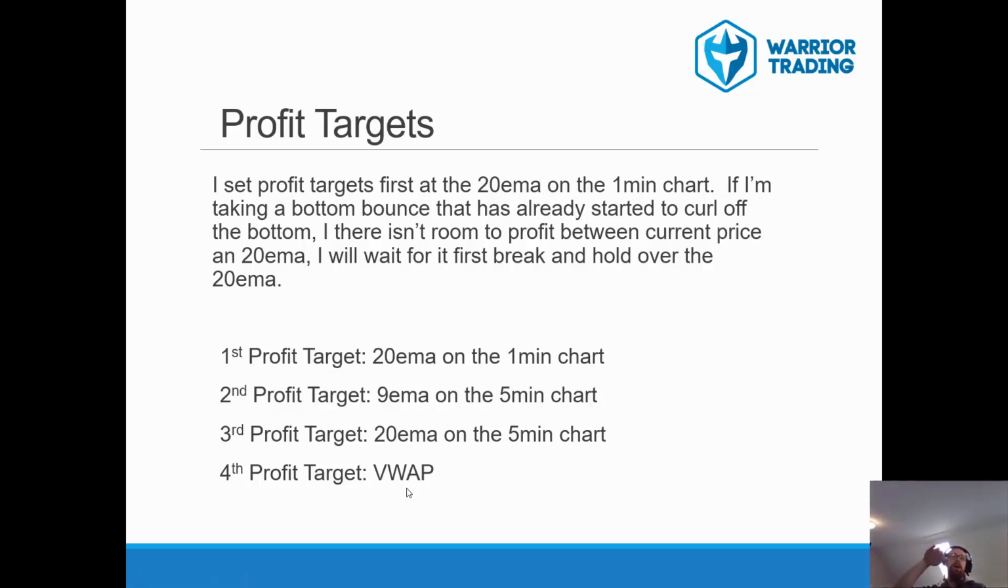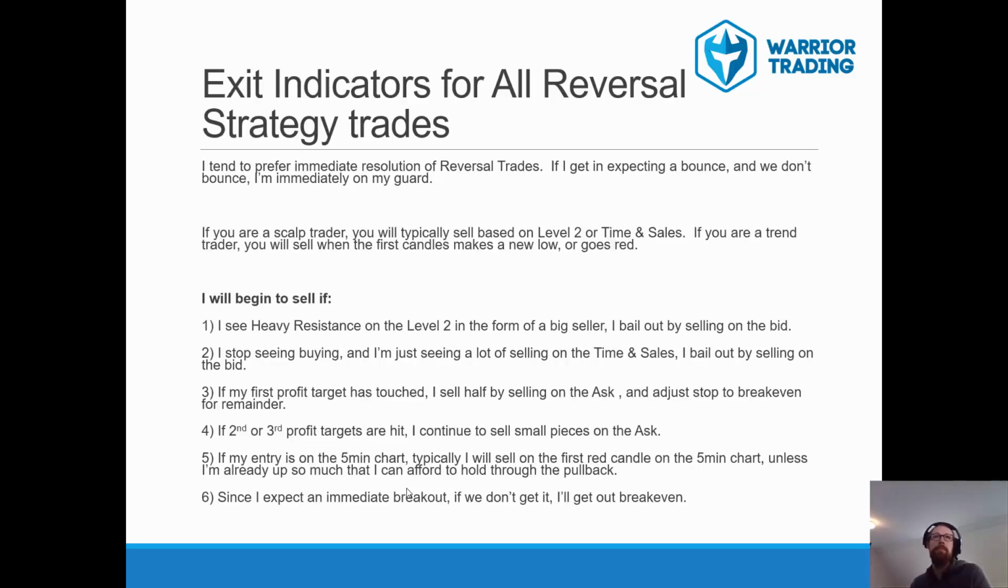Sometimes we get to the first target and then we get a reversal indicator, an exit indicator, because it's starting to roll over. Sometimes we make it strongly up to the second or third target before we see any sign of pullback. Exit indicators for all of the reversal strategy trades.